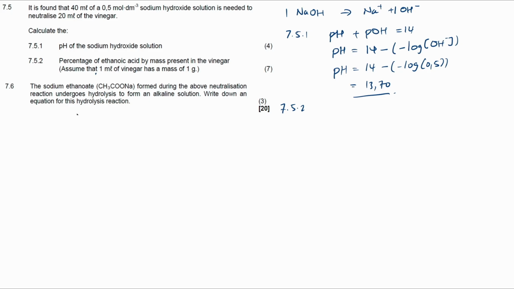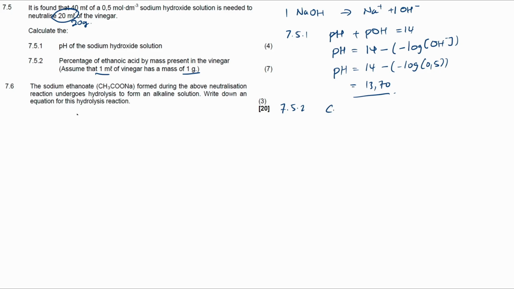Now taking a look at 7.5.2, calculate the percentage of ethanoic acid by mass present in the vinegar. Assume that 1 milliliter of vinegar has a mass of 1 gram. So if we have 20 milliliters of vinegar, that's going to be 20 grams of vinegar. So what we need to do is figure out how many grams of ethanoic acid is in the 20 grams of vinegar, and then we can calculate the percentage.